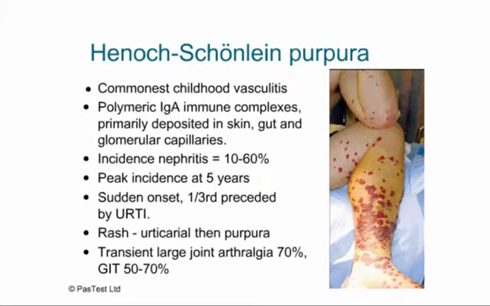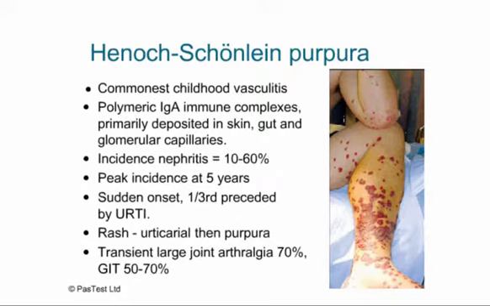As I'm sure you know, this is the commonest childhood vasculitis and is caused by polymeric IgA immune complexes which are deposited primarily in the skin, gut and the glomerular capillaries. The incidence of nephritis is between 10 and 60%, and this depends very much on how you make the definition. If you were to define nephritis as mild proteinuria, then the figure is going to be greater than 60%, and if you're going to define nephritis as heavy proteinuria and some elevation of creatinine, then it's going to be nearer to 10%.